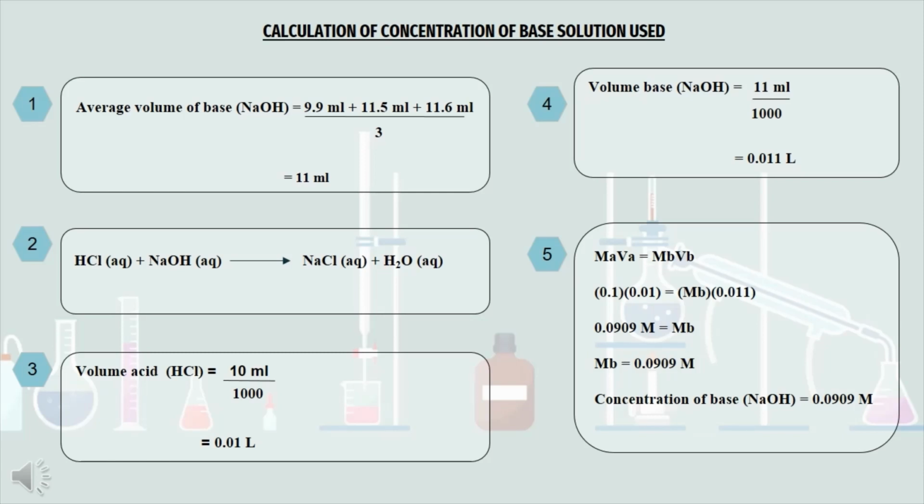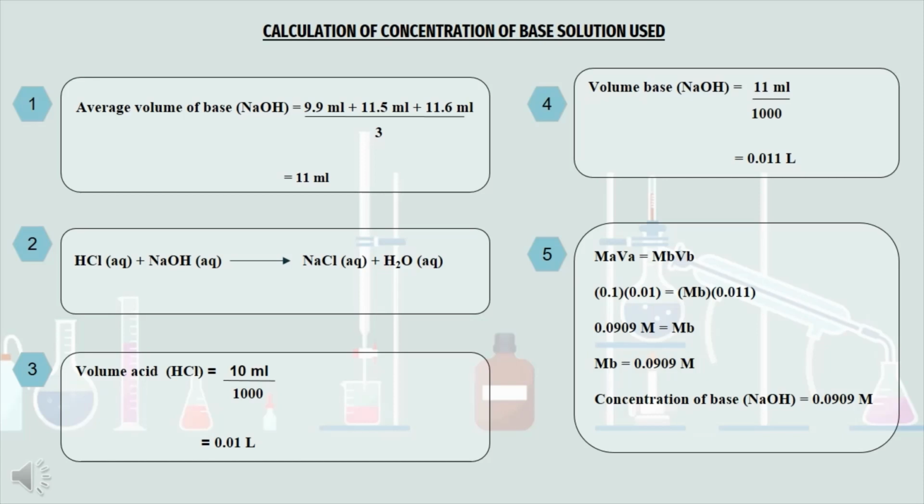To calculate the volume of acid, which is the hydrochloric acid, we need to change the volume from milliliter to liter. So, 10 milliliter divided by 1000 gives 0.01 liter. Do the same thing for the volume of base, the sodium hydroxide, using the average volume. So, 11 milliliter divided by 1000 equals 0.011 liter.